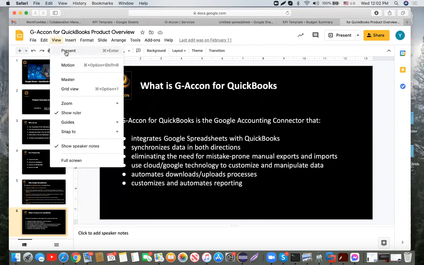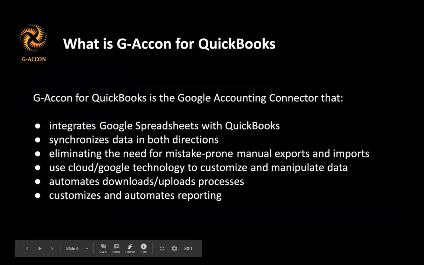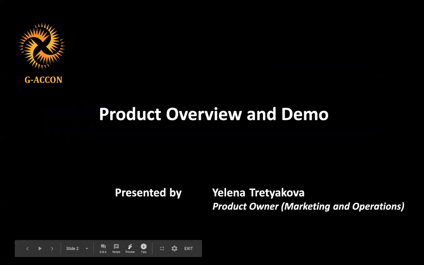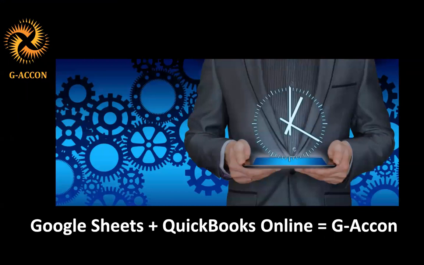We'll go to present. All right, and it should be the first slide. Google Sheets and QuickBooks Online. This is G-Accon. G stands for Google. So we're completely, truly a Google application, which uses cloud technology, AWS, and all this nice high-tech stuff.